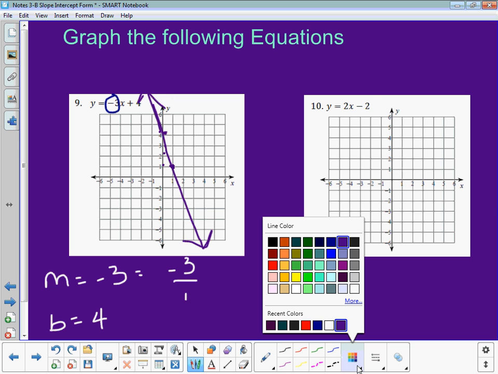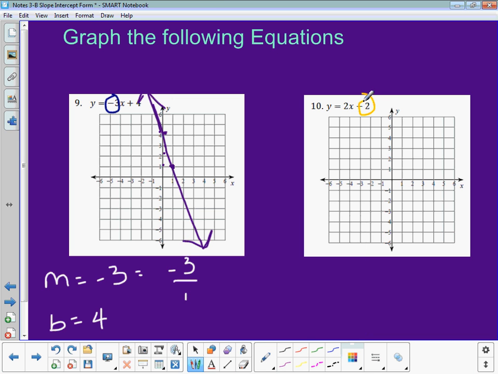So let's pull out the information from this next one. So we know that our y-intercept is at negative 2. So my b is negative 2. And now my slope, which is being multiplied by the x, is a 2. Well, that's going to be the same as 2 over 1. Okay, so let's go ahead and figure that out.